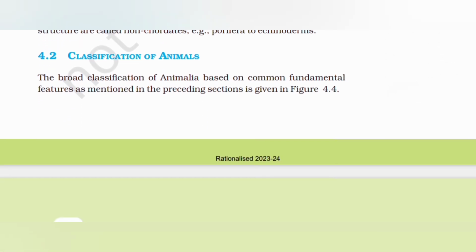4.2 Classification of animals. The broad classification of Animalia based on common fundamental features as mentioned in the preceding section is given in figure 4.4.